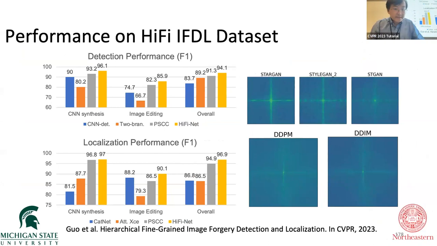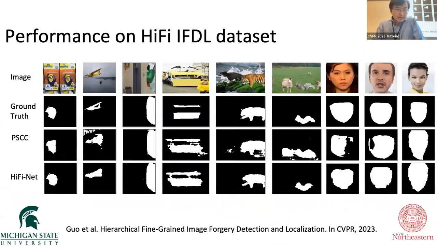Okay, performance-wise, as you can see, we compare with the previous methods in both detection and localization, and the performance has been quite good. And these are the FFTs for different generative models, including diffusion models. You can see that they still have dedicated patterns for us to be able to do detection. And these are the visualizations for the localization performance.